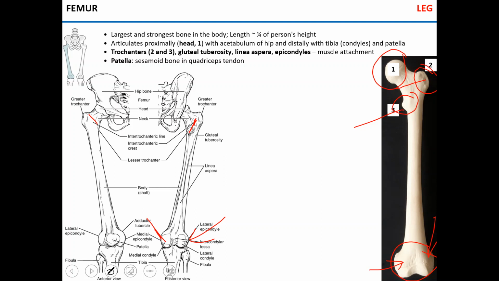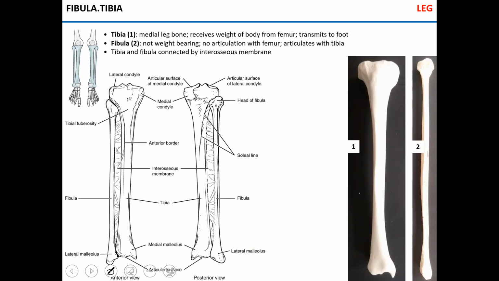The patellar bone, which is not shown in the photograph, but you can see it here, is a small sesamoid bone that is embedded in the quadriceps tendon. Bones of the lower leg: tibia and fibula. The tibia is the medial bone in the leg. It receives all the weight of the body from the femur and transmits this weight to the foot. And the fibula is not a weight-bearing bone. That's kind of surprising, but no weight is applied to the fibula. The fibula is a site of muscle attachment.